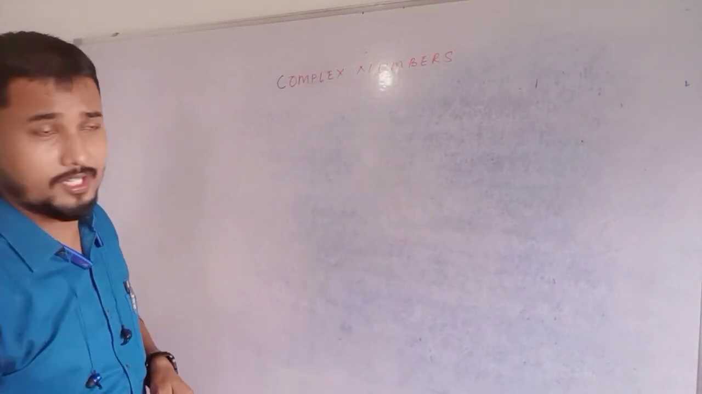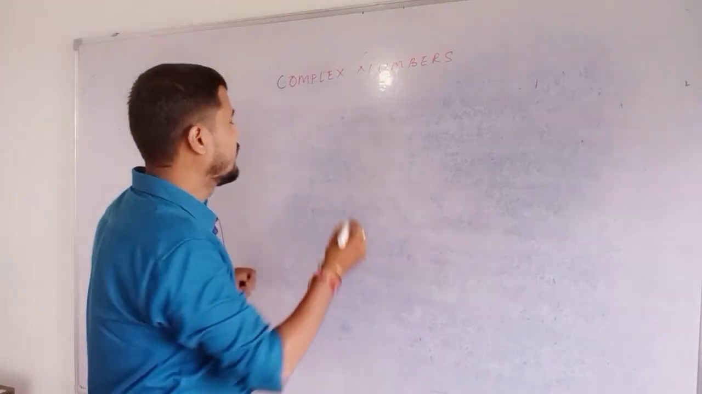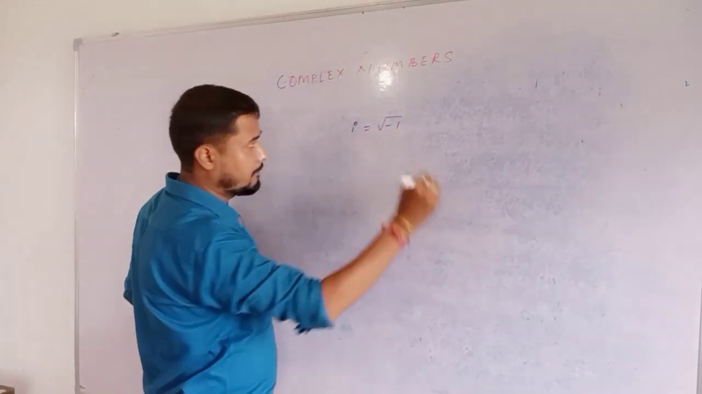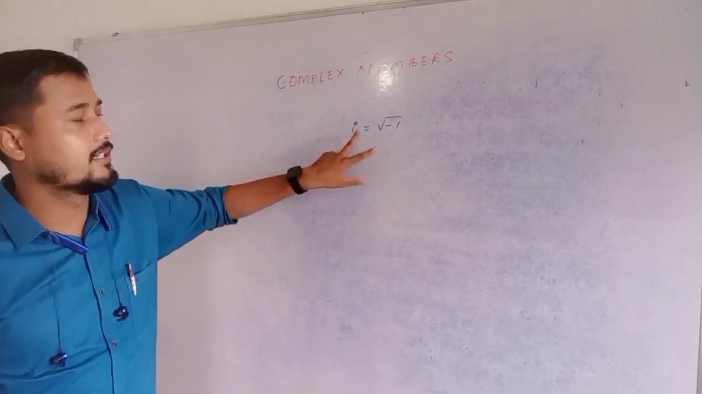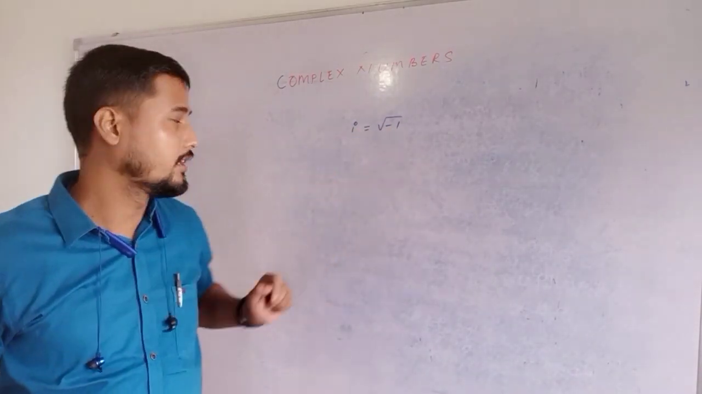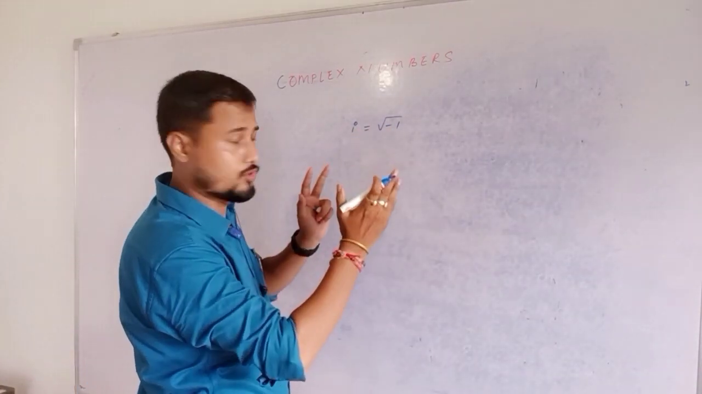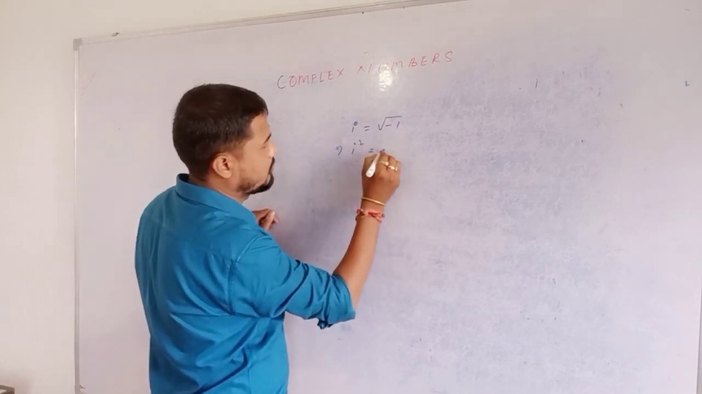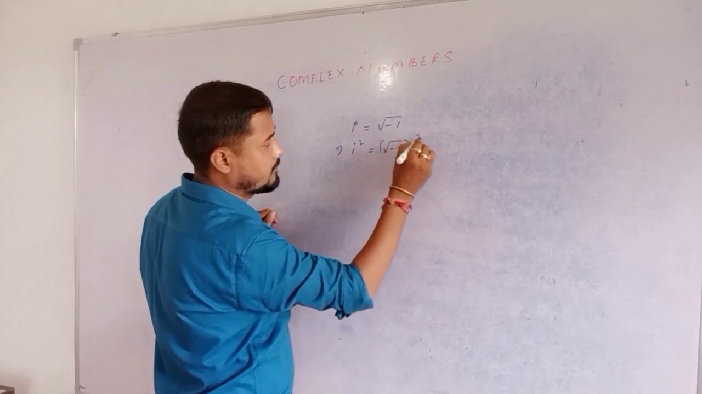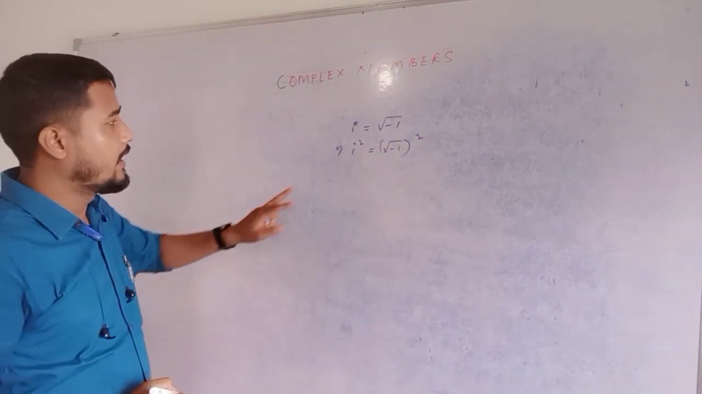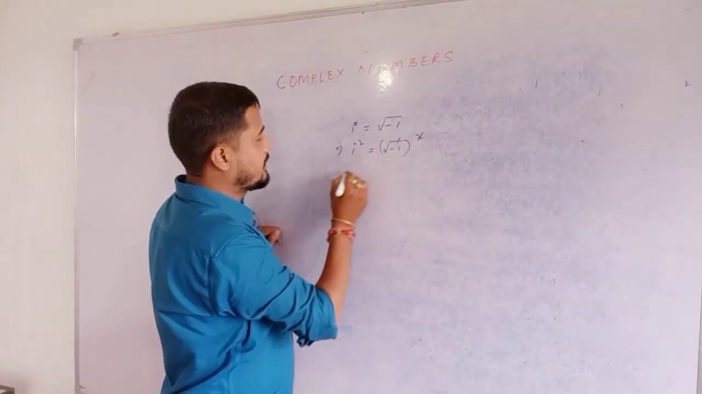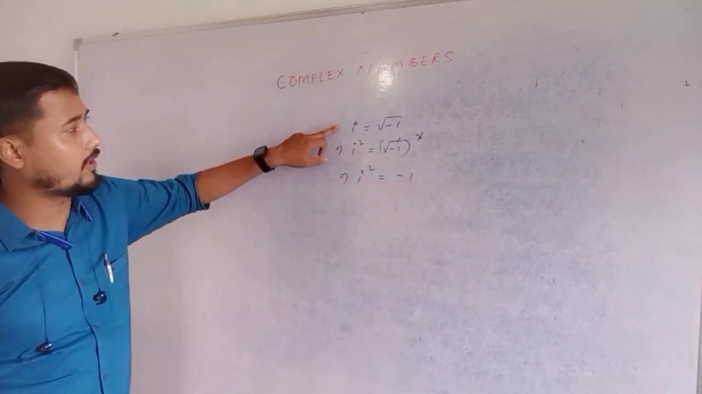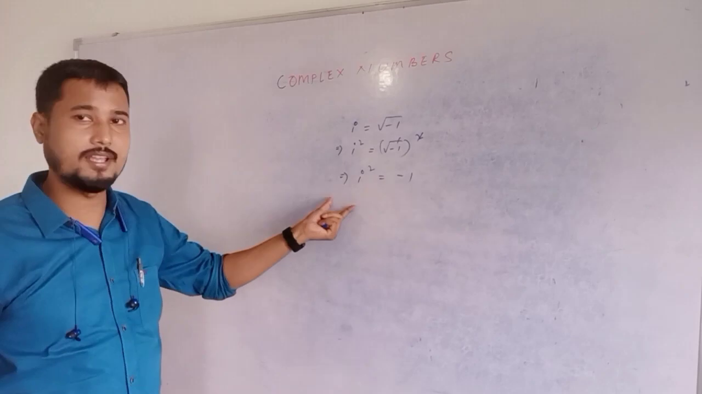Next thing, i stands for imaginary, or iota. First you have to learn i equal to root over minus 1. What is the value of i? That is root over minus 1. If you square both sides, i square equal to root over minus 1 squared. Then the square and root cancel, so i square equal to minus 1. What is the value of i square? Minus 1.